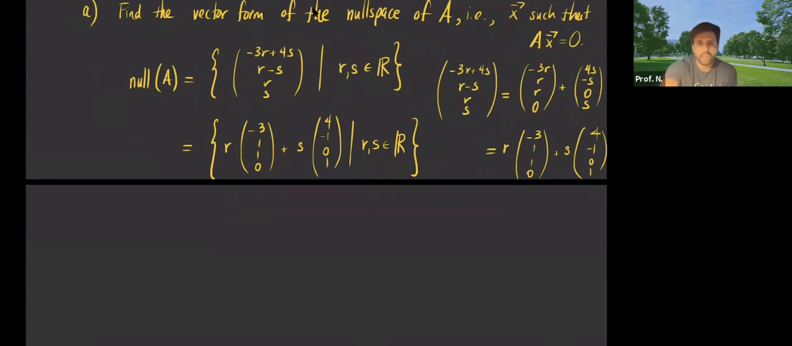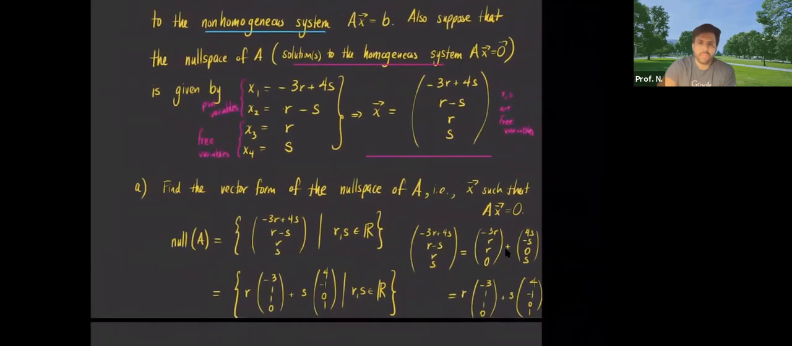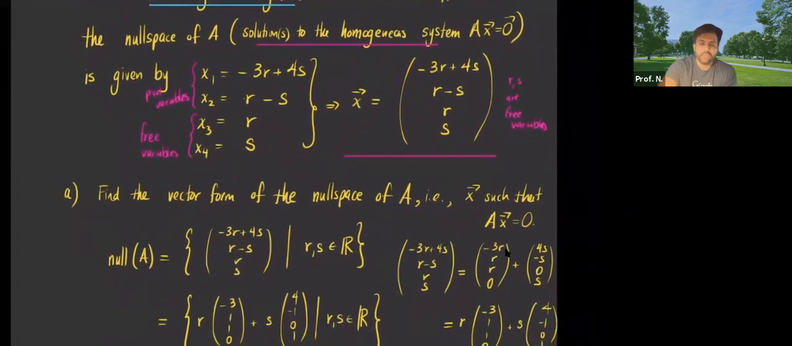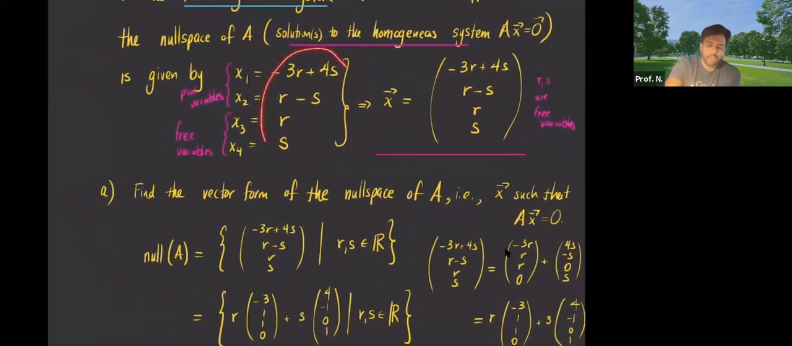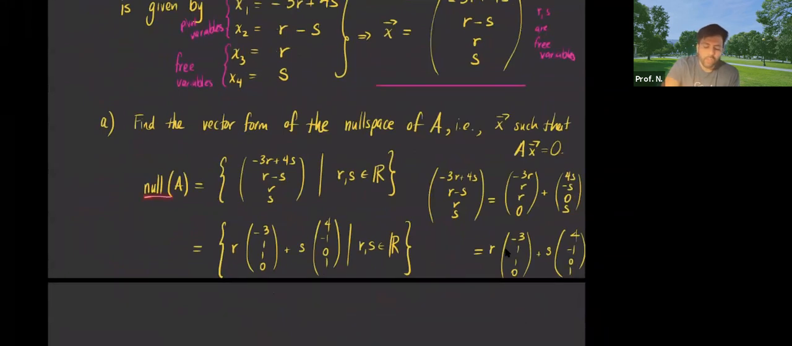Does everybody see what's going on with this? So again, this is just based upon the information that's given. We're given that the solution space is defined in this manner. We recognize that there are two free variables, and we're able to now write the null space, which is the solution space of the matrix A. We're able to define the null space as a linear combination of these two vectors.